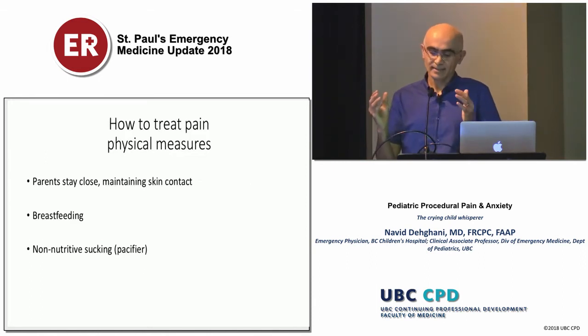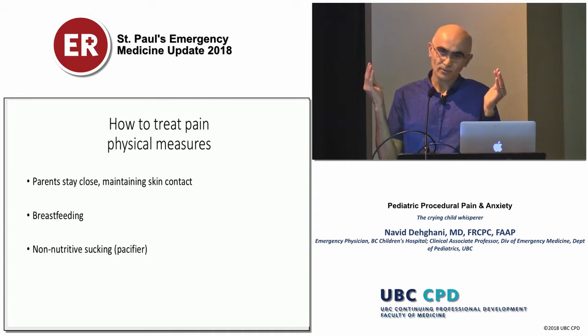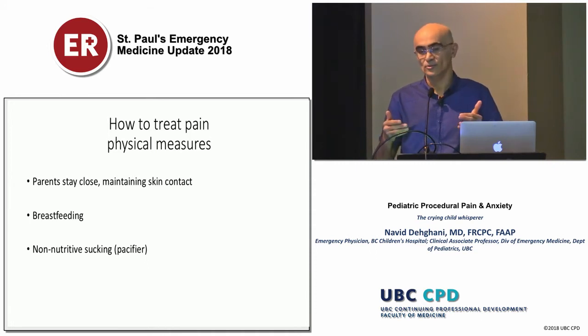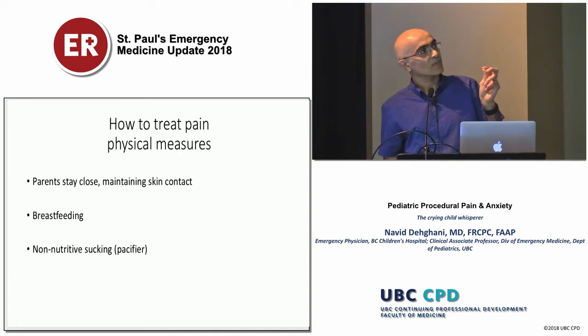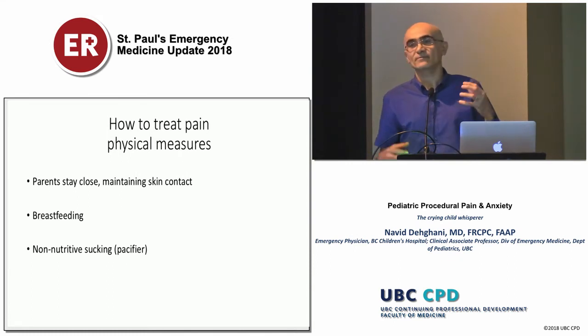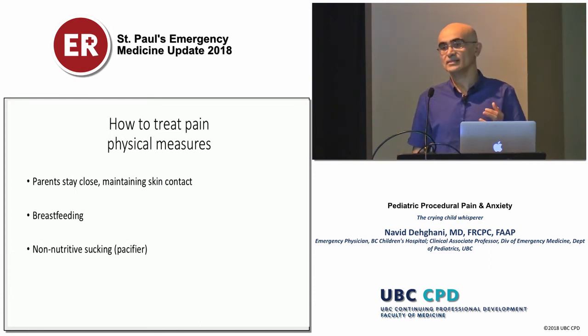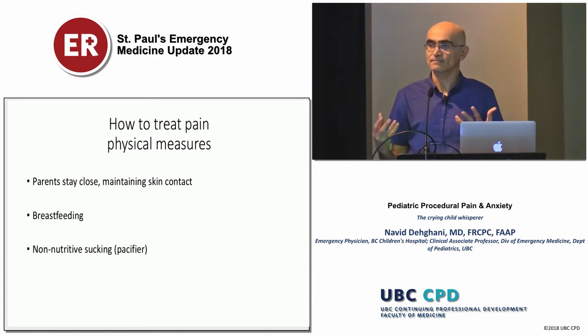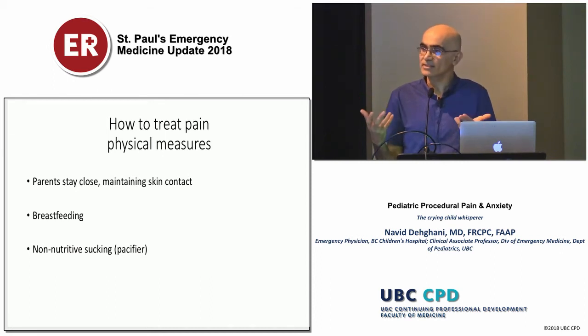So I think we'd like to focus now on how to intervene and what measures you use. And starting from simple principles, it's the physical measures. And these involve sensory input. Basically, what you're doing is you're increasing sensory input and overwhelming their sensory afferent stimuli in an attempt to blunt the pain that they experience.